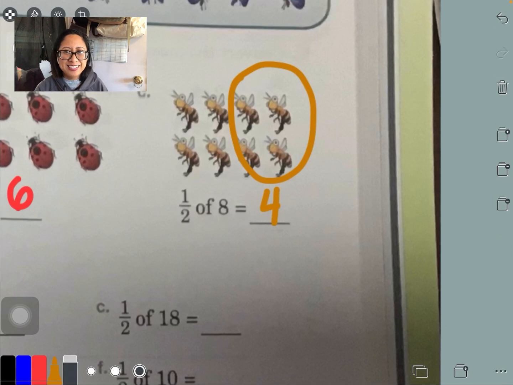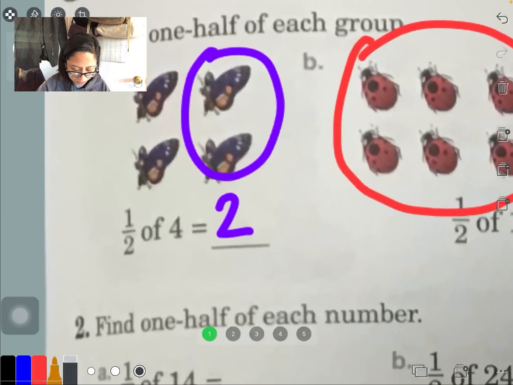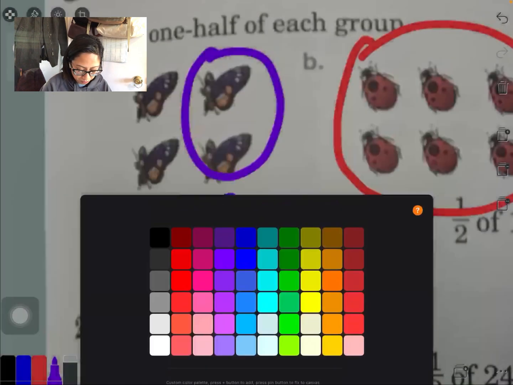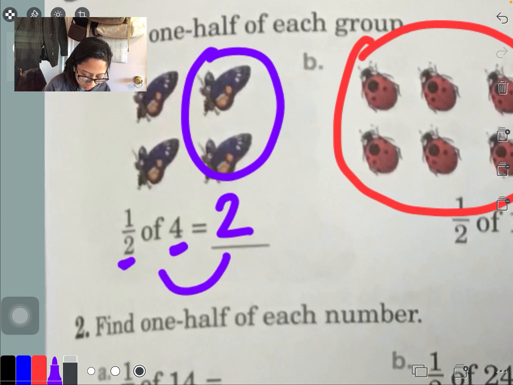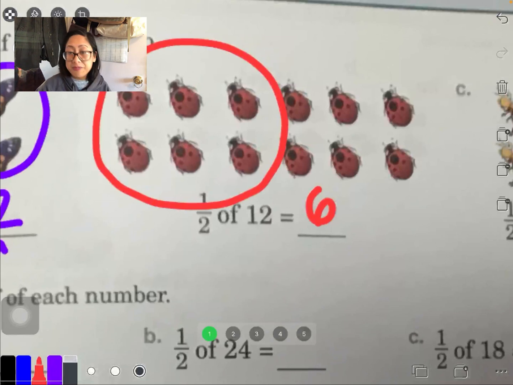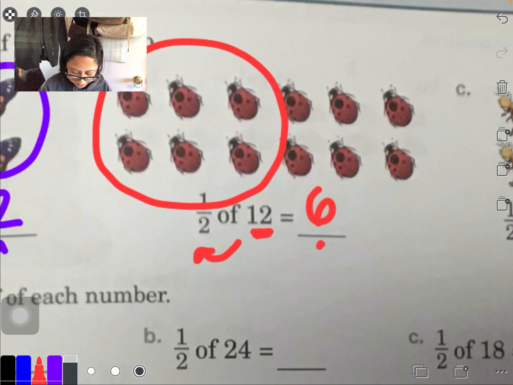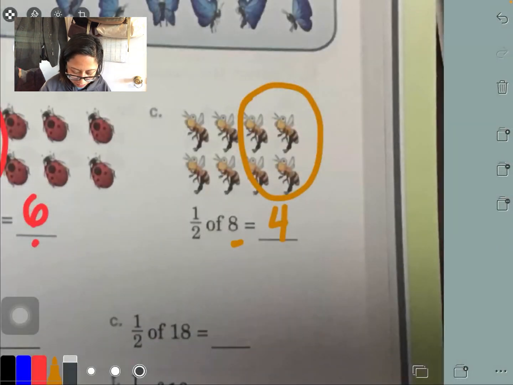Now there's a pattern to this, all right? It's really fun once you catch it. Take a look at the first one where it says 1/2 of 4. You know what you're really doing here? You are, and I'm gonna use purple again, you are dividing. Watch, 4 divided by 2 is 2. Here with the ladybugs, you're dividing again. 12 divided by 2 is 6. Here with the bees, you're dividing. 8 divided by 2 is 4.